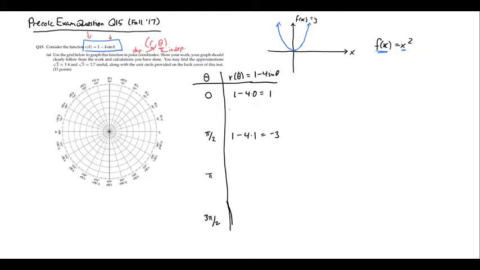When theta is pi, I get 1 minus 4 times sine of pi, which is 0, so I'm back to 1. And then when theta is 3 pi over 2, I get 1 minus 4 times negative 1, which is positive 5. So let's just go ahead and graph the 4 values that come from that.